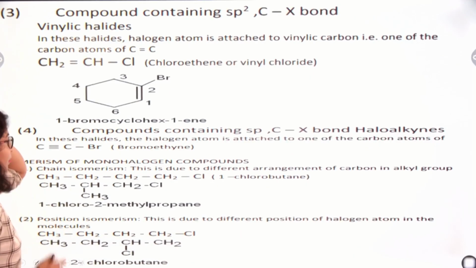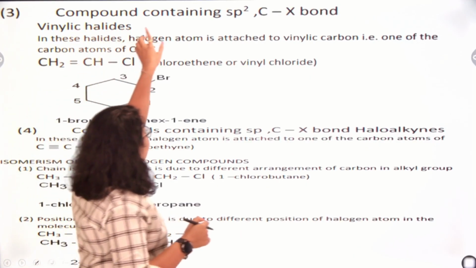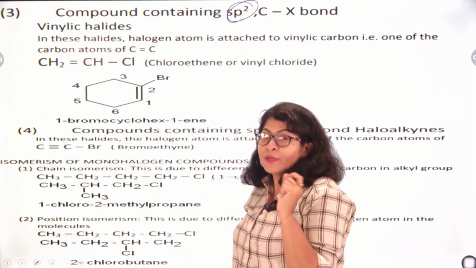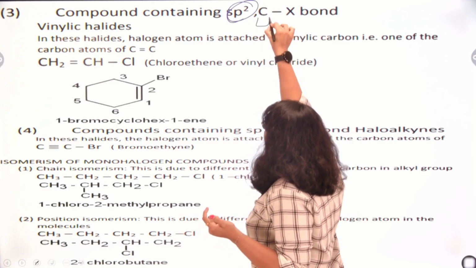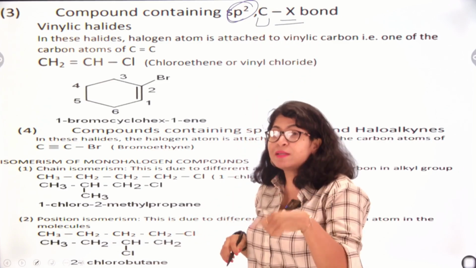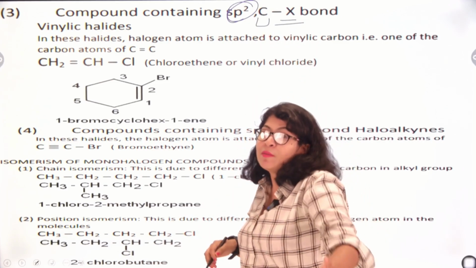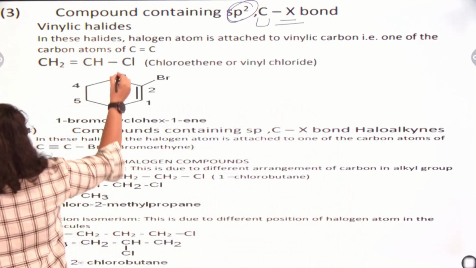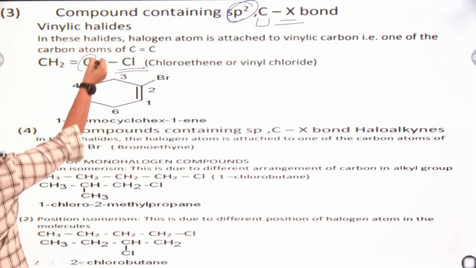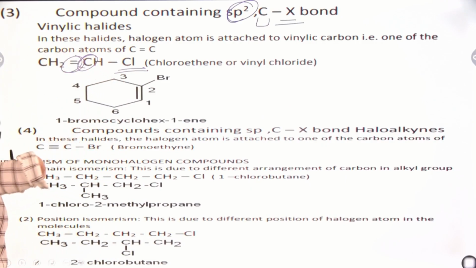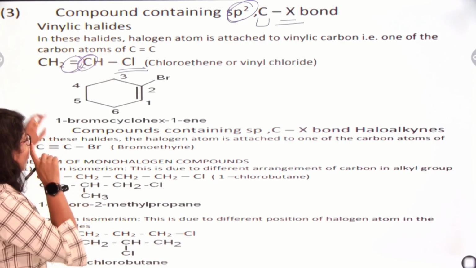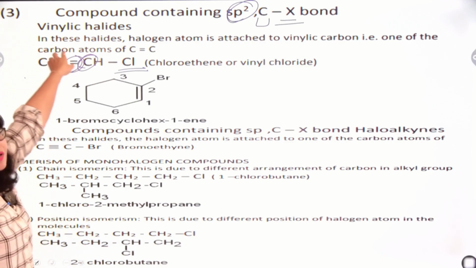Now if I say the carbon containing sp2 C-X bond, sp2 means this particular carbon atom which is attached to the halogen atom is directly attached to an sp2 hybridized carbon. So if I say this, chlorine is attached to a carbon which is forming a double bond. So this carbon is basically an sp2 hybridized carbon. Therefore, they come under the category of vinylic halides.